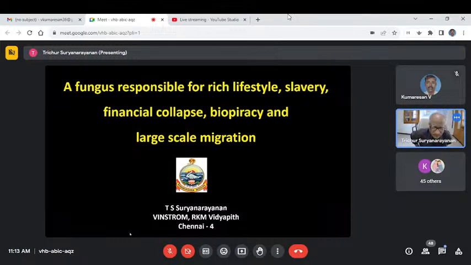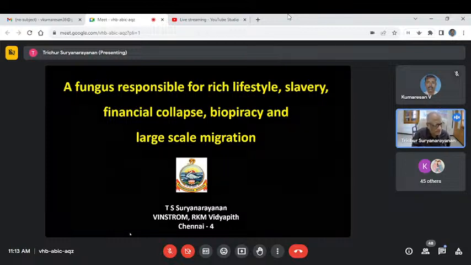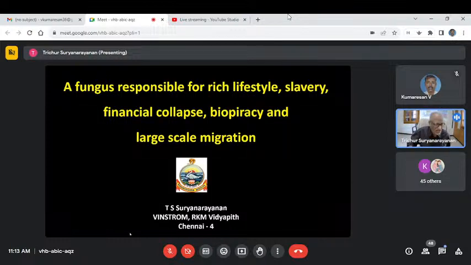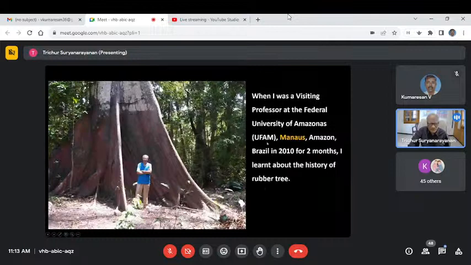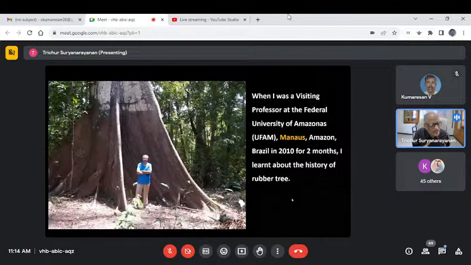Okay, so I wanted to give this title so that it will attract people to listen to what this is. Most of you would be thinking that this is the leaf blight of potato. No, it's not that. It's a different thing. I'm going to talk about a rubber plant. So when I was a visiting professor in the Amazon for 2 months, I learned about the history of the rubber tree. The rubber tree is a native of the Amazon.